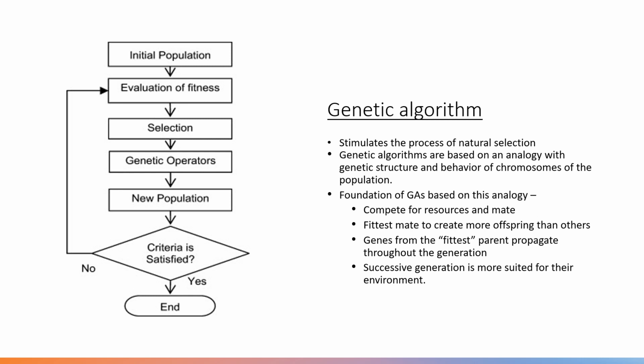The genes from the fit parent propagate throughout the generation, that is, sometimes parents create offspring which are better than either of the parents. Thus, each successive generation is more suited for their environment.